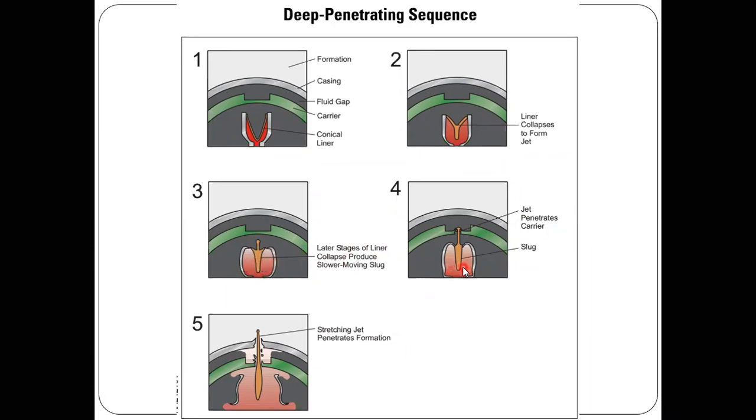The slug develops into a jet, and you can see that the jet is penetrating through the carrier. First this jet penetrates through the carrier, then it will enter into this fluid portion, and thereafter it will penetrate the casing and cementing, and it will enter into the formation. You can see that the diameter is very small, and the depth of penetration you will get will be higher in case of the deep penetrating sequence.